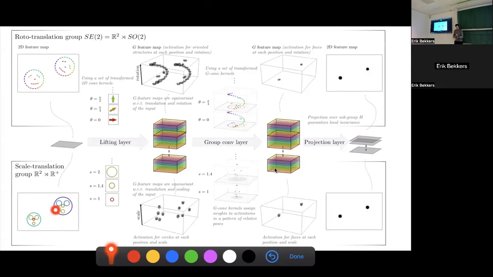And then because this face is bigger than this one, you can also detect a face at this scale and at this scale equally well. So you have weight sharing over these face pattern detectors. And if I'm not interested in the scale, I do a max pooling.